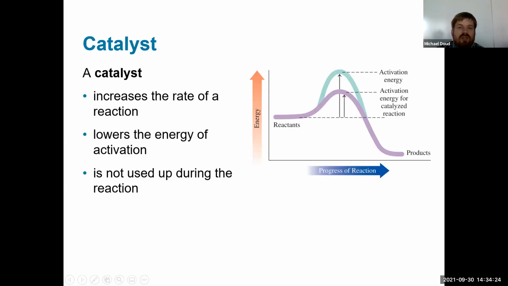The other way that you can increase the rate of reaction is using a catalyst. Now, we're not going to talk too much about this just yet, but basically all biological reactions are catalyzed through the use of enzymes, which are proteins in our bodies.